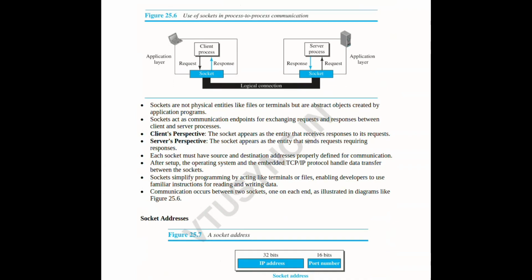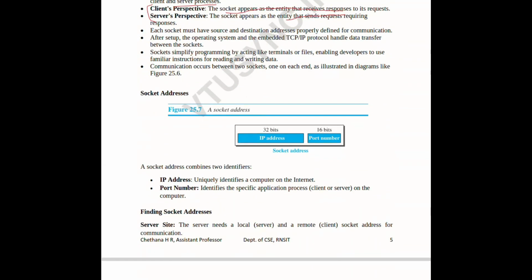Now, socket can act as communication endpoints for exchanging requests and responses between the client and server process. It can have two perspectives based on whether it is on the client side or on the server side. In the client's perspective, socket appears as the entity that receives the response to its request. In the server's perspective, it appears as the entity that sends the request.